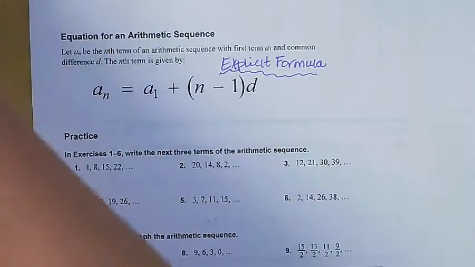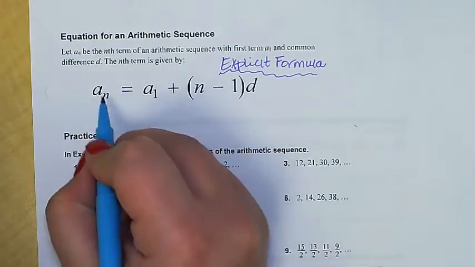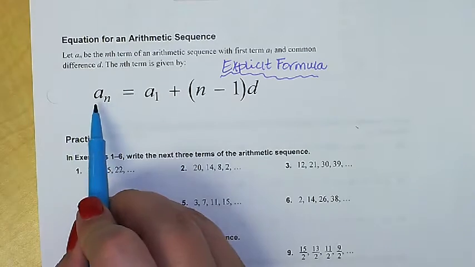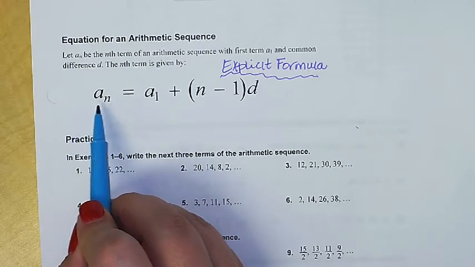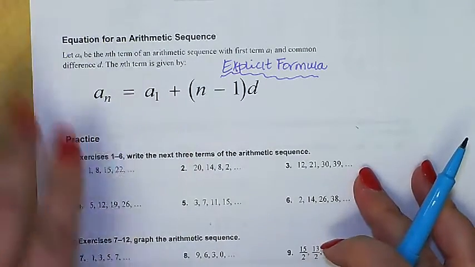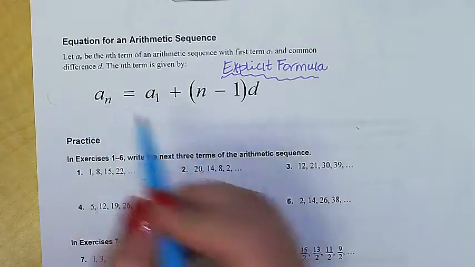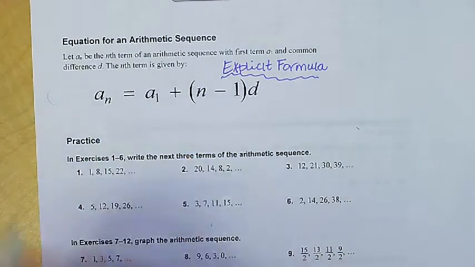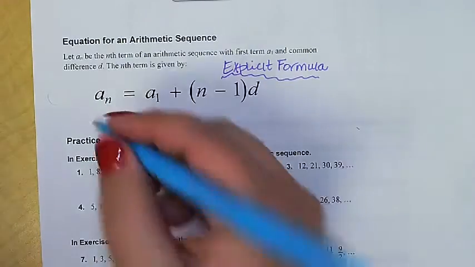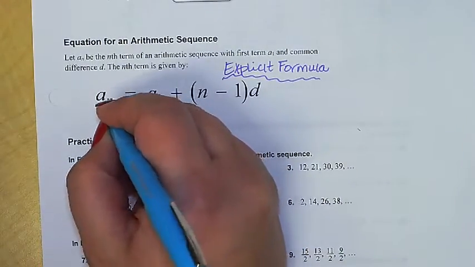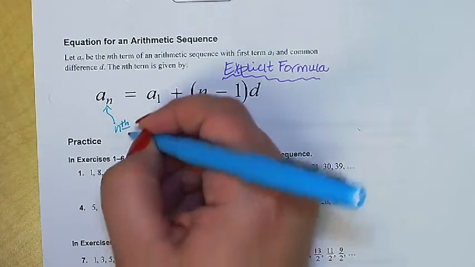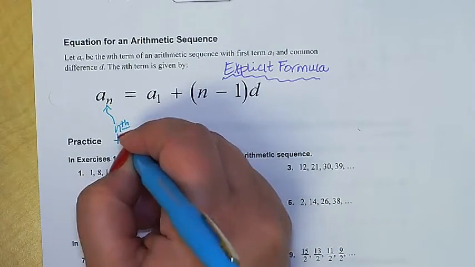So let's break this down. The notation here that you see for A represents the actual term in that sequence, and N represents the position. So if it's the 10th term, or the 3rd term, or the 54th term, that's what N represents. So this notation right here is the way that we write the nth term in the sequence.